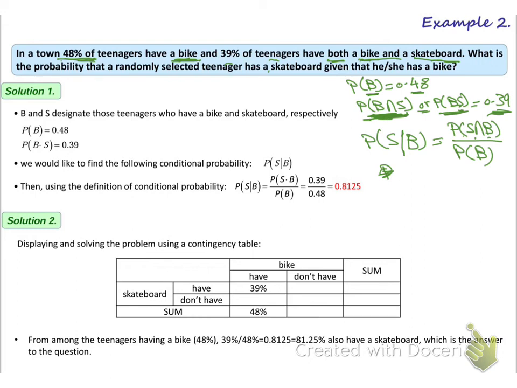And the probability of B, I have it also. So the answer will be the probability of B intersect S, 0.39, divided by 0.48, which equals 0.8125. Okay, I hope that this one is clear. Forget about the second solution. So this one is straightforward.